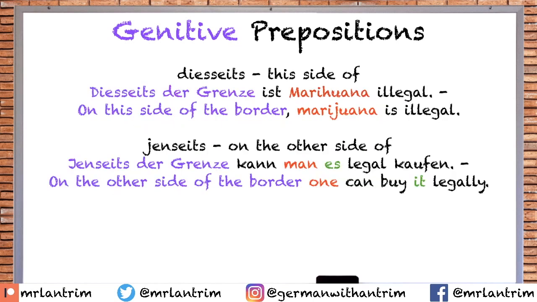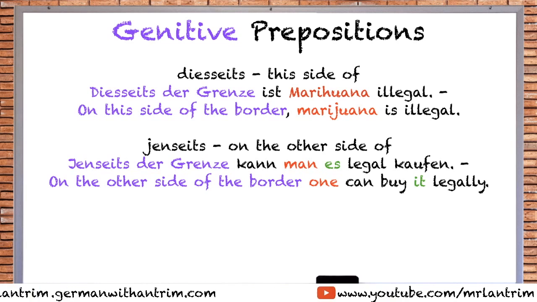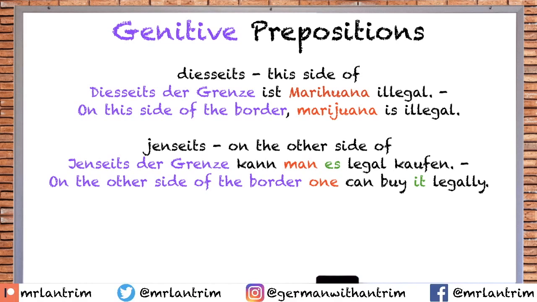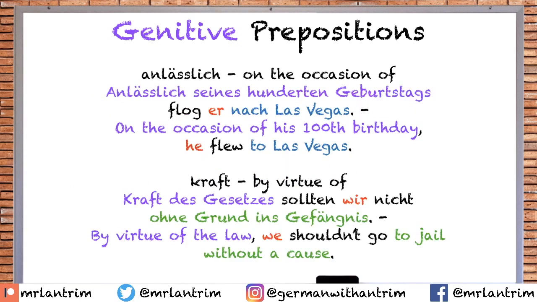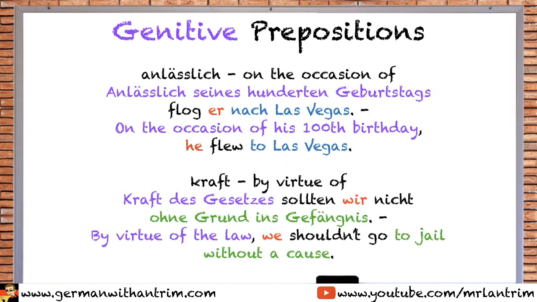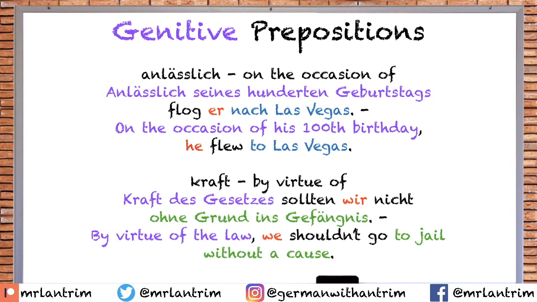Diesseits, this side of. Diesseits der Grenze ist Marihuana illegal. On this side of the border, marijuana is illegal. Jenseits, on the other side. Jenseits der Grenze kann man es legal kaufen. On the other side of the border, one can buy it legally. Anlässlich, on the occasion of. Anlässlich seines 100. Geburtstags flog nach Las Vegas. On the occasion of his 100th birthday, he flew to Las Vegas.